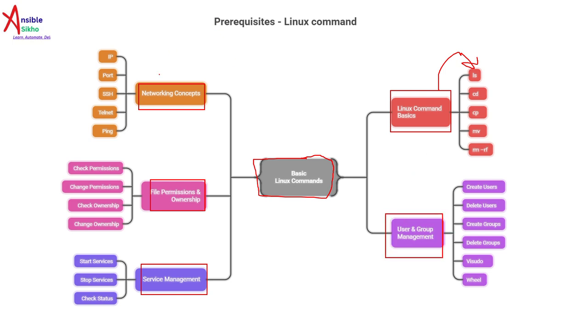In networking concepts, we need you to have basic command-level exposure like checking hostname, IP address, port, SSH, telnet, ping. All those command-level exposures you should have in hand. Regarding file permission and ownership, you should know how to check the permission, change the permission, check ownership, and change the ownership of files and directories.